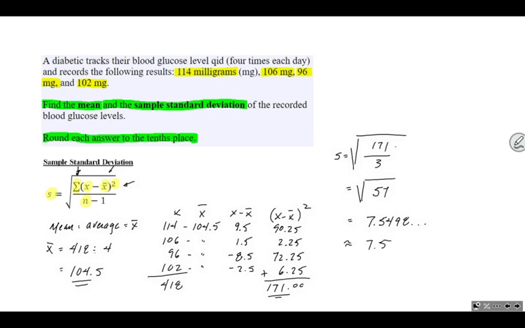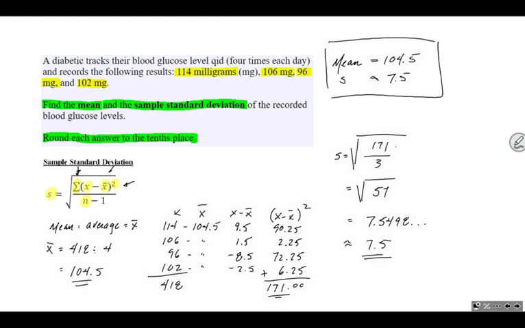So there are our two answers. We've got a standard deviation and a mean. So we can write our answers up here. We have calculated that the mean of this list is equal to 104.5, and the standard deviation, the S, is approximately equal to 7.5, and that's our value rounded as the problem has asked us to do to the nearest 10th place. There is our final answer, and I hope this is helpful.